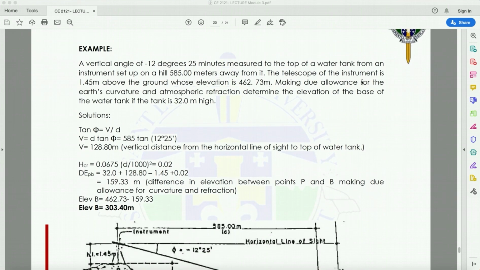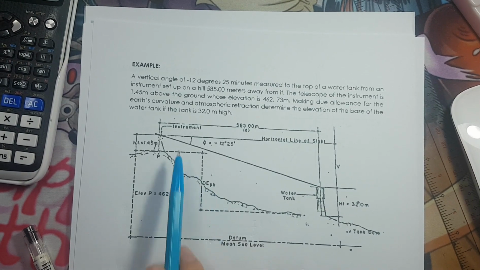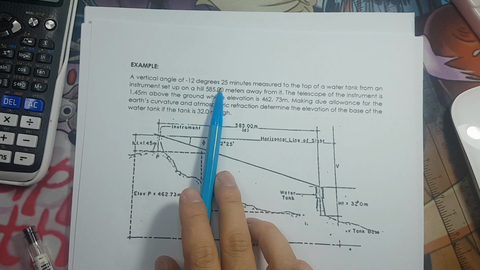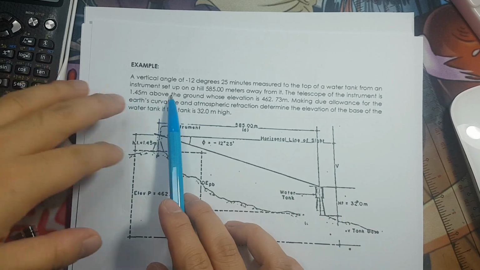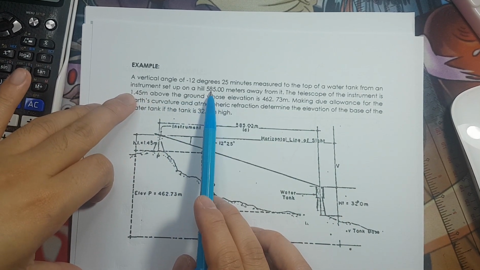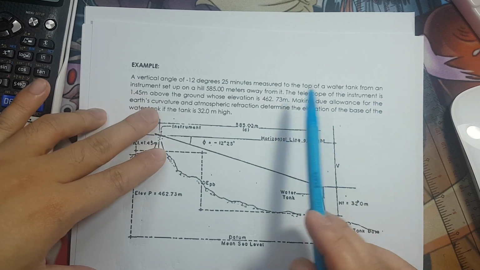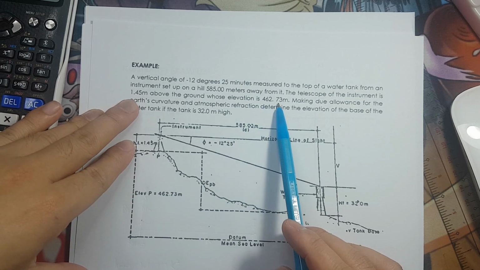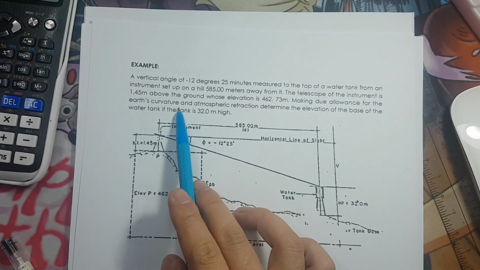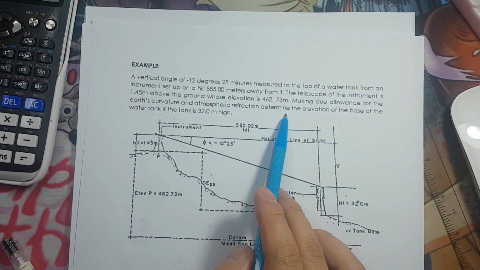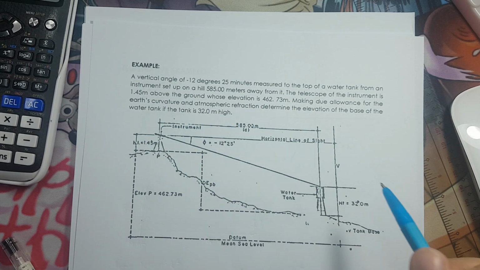So let us try this example here. Okay, so we have here a vertical angle of negative 12 degrees, 25 minutes measured to the top of the water tank from an instrument set up on a hill 585 meters away from it. The telescope of the instrument is 1.45 meter above the ground, whose elevation is 462.73. Making due allowance for the Earth's curvature and atmospheric refraction, determine the elevation of the base of the water tank if the tank is 32-meter high.